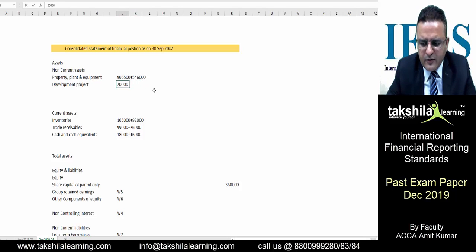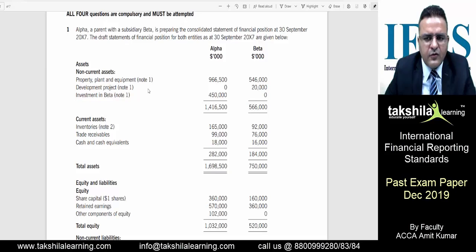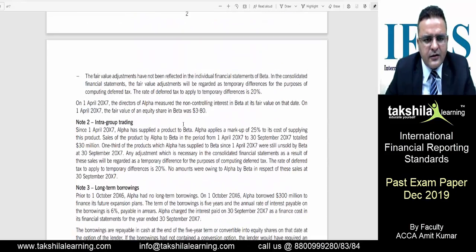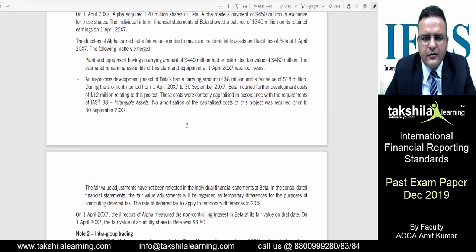That means what is pending to be included? What is pending to be included in this 20,000? In this 20,000, they had a fair value of 18 million. This 10 million difference, 18 minus 8, is yet to be done. These costs were correctly capitalized in accordance with IAS 38.